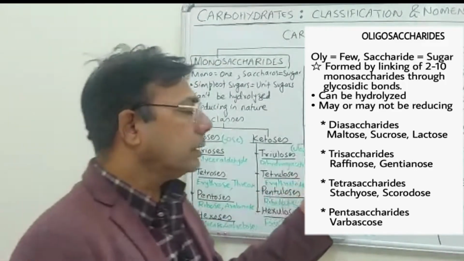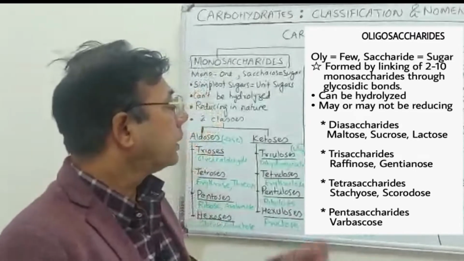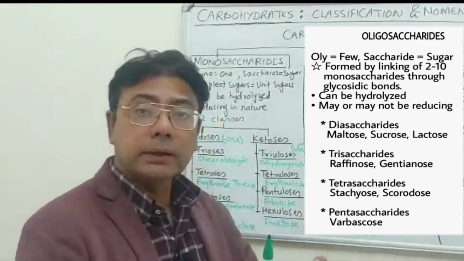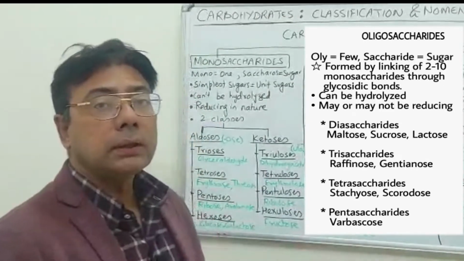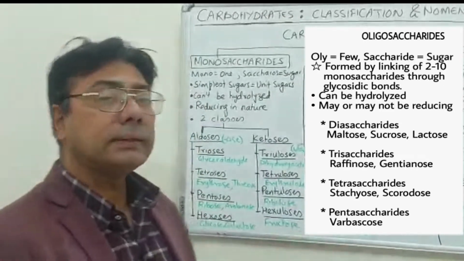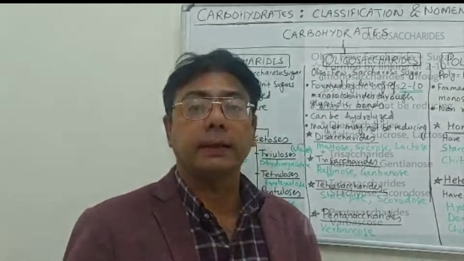Then trisaccharides have three sugars. The examples are raffinose or gentianose. Tetrasaccharides have four monosaccharides linked together. Examples are stachyose or scorodose. And similarly, pentasaccharides are oligosaccharides having five monosaccharides linked together.